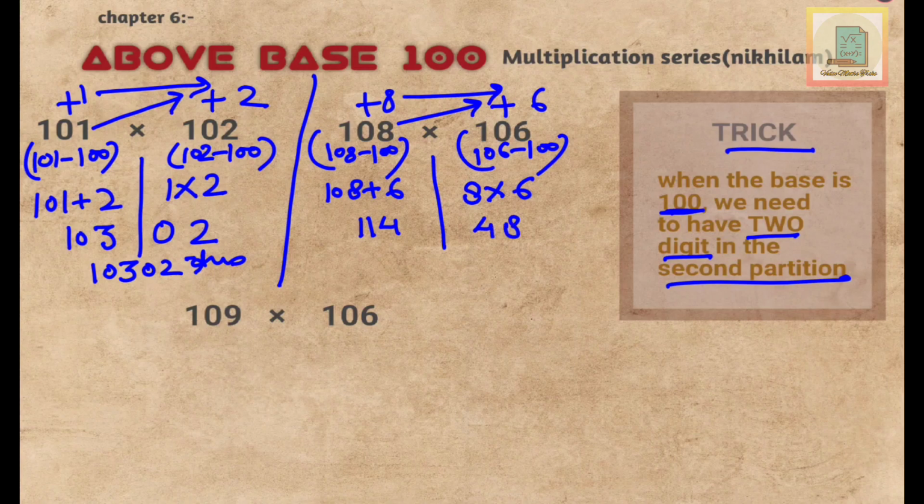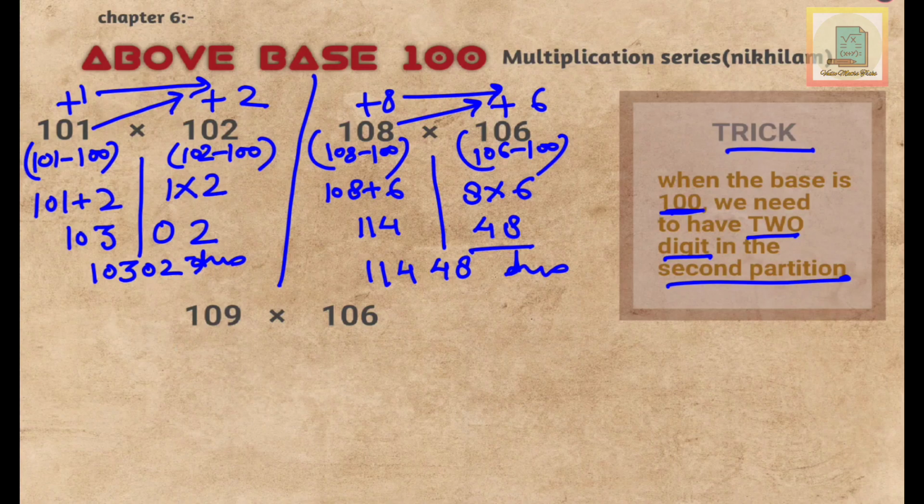Since the base is 100, we need to have 2 digits in the second partition, and here we have 2 digits in the second partition, which is meeting our criteria. So 11448 is the answer. Now let's understand the next question.